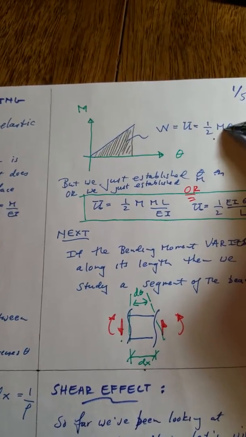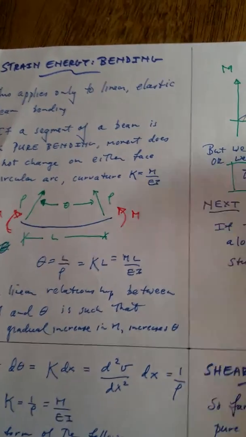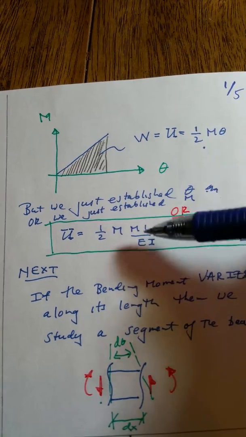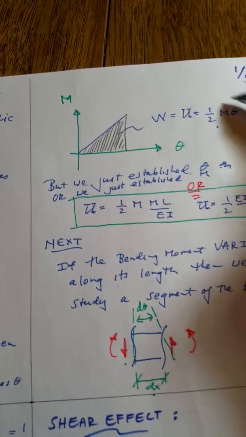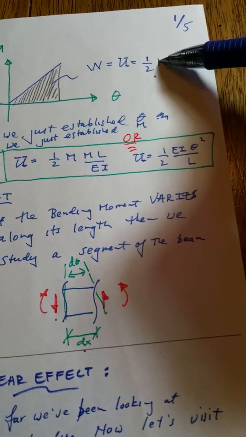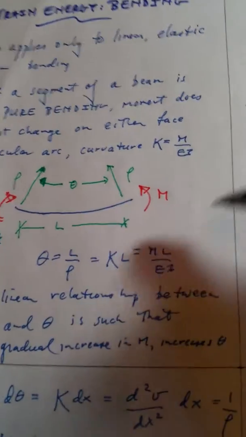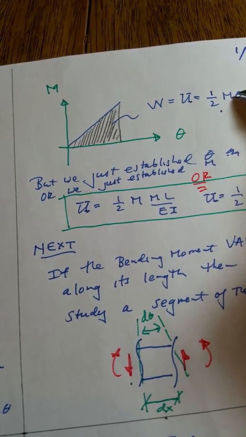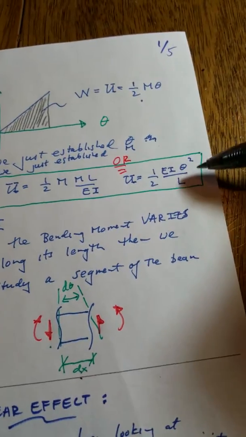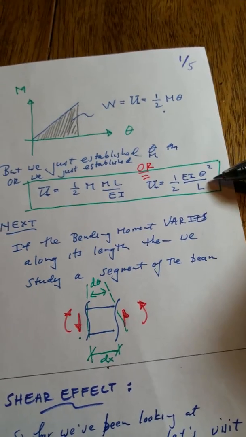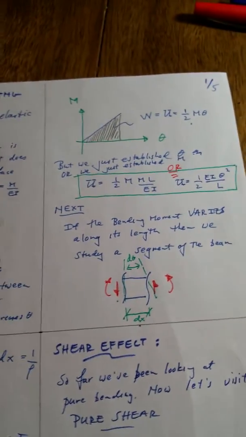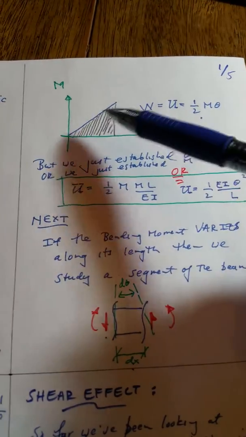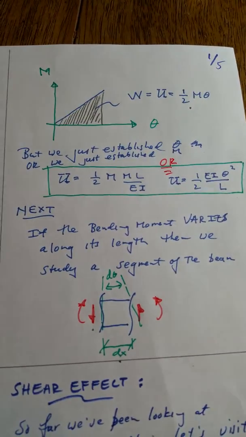So let's do it in terms of M's first of all. If theta is ML over EI, then I have 1/2 M times ML over EI. Or if M is equal to theta EI over L, then I have 1/2 theta EI over L times theta. So I can express it in two different ways, which is perhaps obvious if you think about the complementary strain energy.